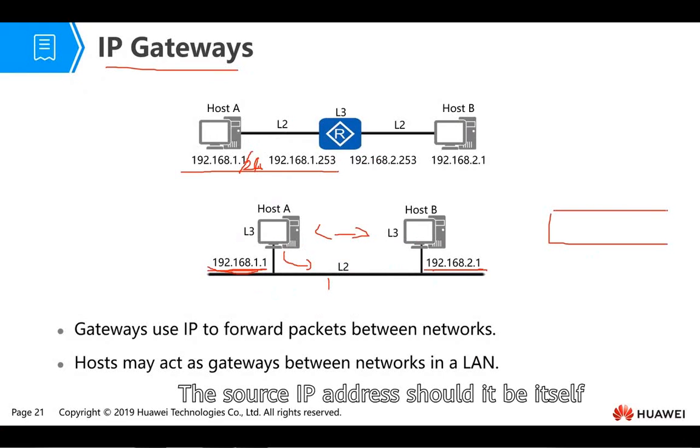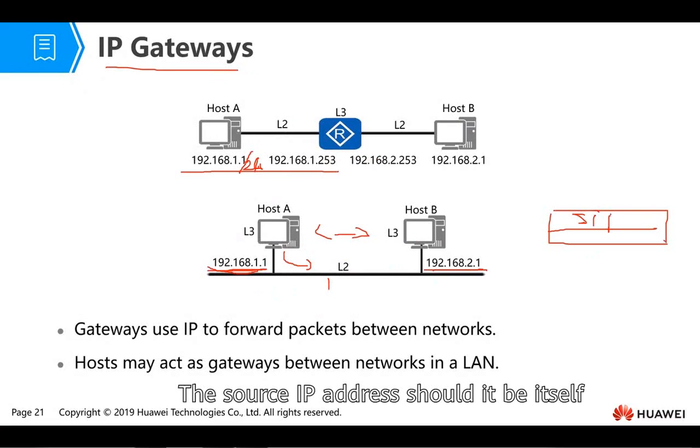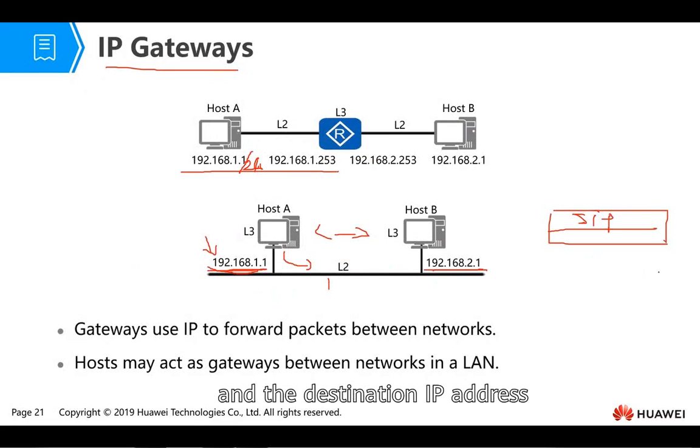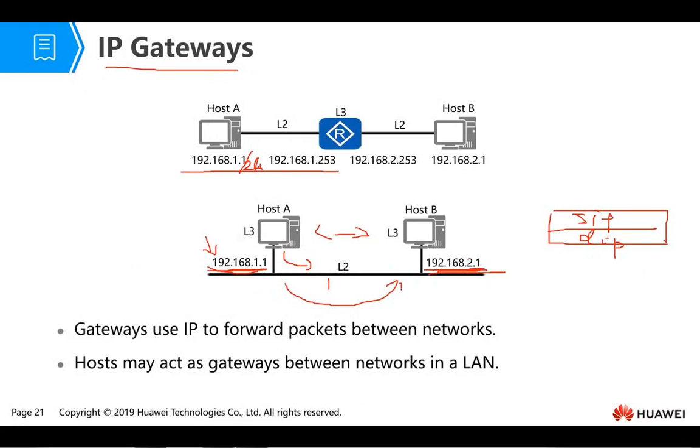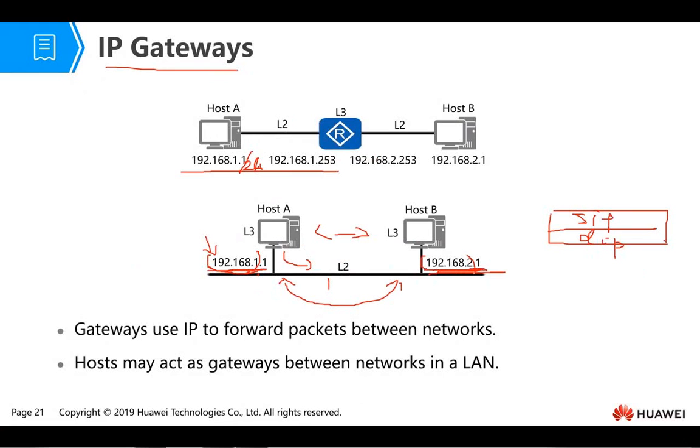The source IP address should be itself, and the destination IP address should be this destination IP address. And if these two computers do not exist in one network, as in this example, where these two computers are not in one network, then how do they construct the packet?